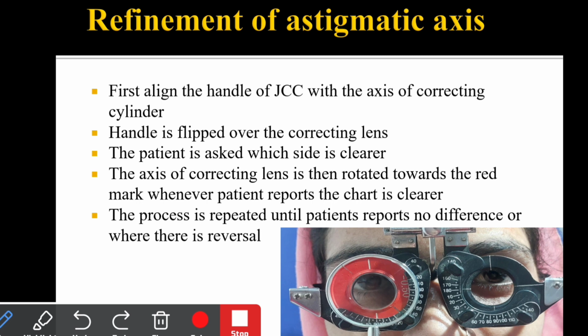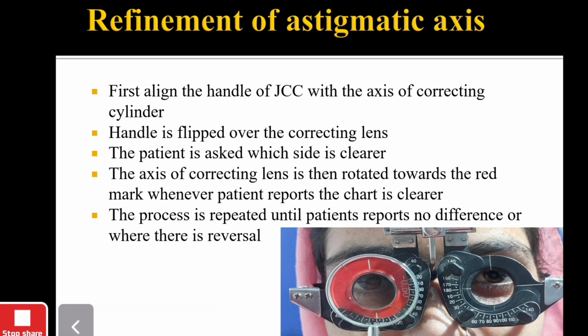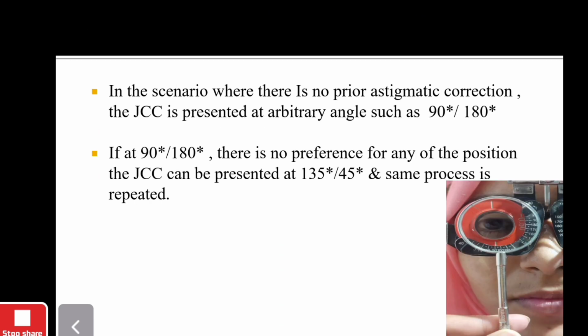The patient is asked which side is clearer. The axis of the correcting cylinder is then rotated toward the red mark if you put the minus lens, and toward the green mark if you put the plus lens. This process is repeated until the patient reports no difference in the clarity of the chart or when there is a reversal. In the scenario where there is no prior astigmatic correction of the eye, the JCC is presented at arbitrary angles such as 90 or 180 degrees.